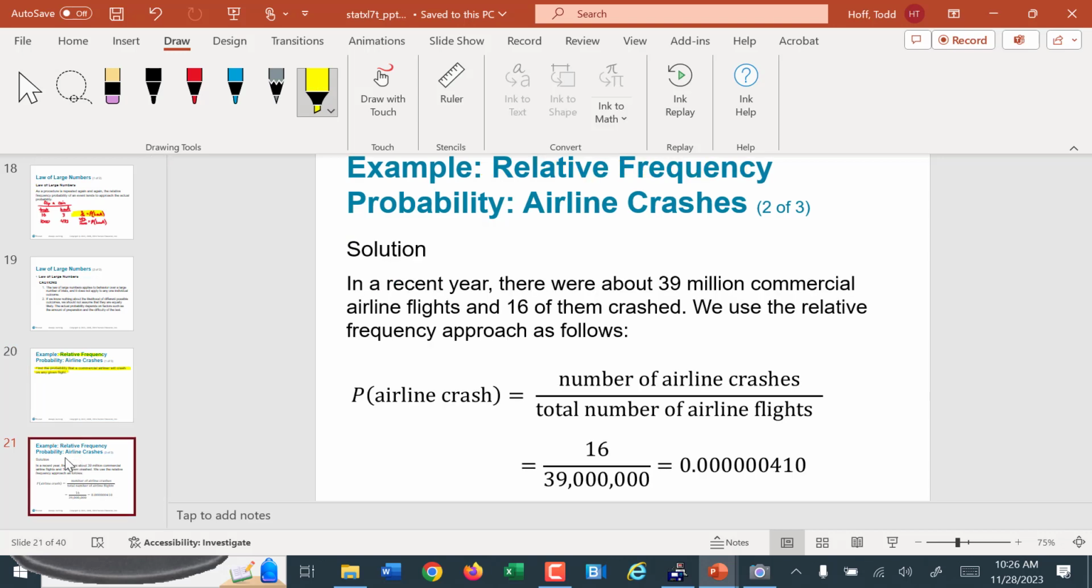So we study, and we find that last year there were 39 million commercial flights. Of those, there were only 16 crashes. So our relative frequency probability is the number of crashes over the total number of flights. So 16 over 39 million gives us 0.000000410 probability. That's a pretty small probability.